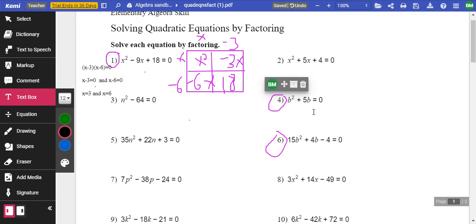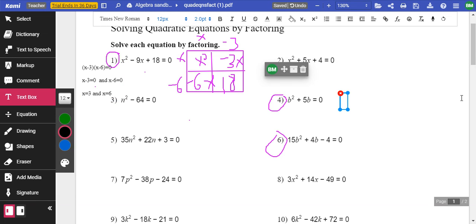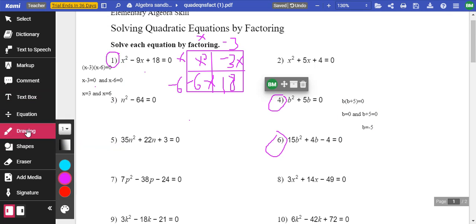Let's do one that looks a little bit different. If we're looking at number 4, we don't have 3 terms here, but they both have a b in common. So we're going to take out the greatest common factor. So we take out a b, and I'm left with b plus 5 equals 0. So I'm going to set each one equal to 0. b equals 0, and b plus 5 equals 0. Then we just subtract 5 from both sides, and we get b equals negative 5. So we have two answers that I want to make sure I'm pointing out. We've got b equals 0. We've got b equals negative 5.